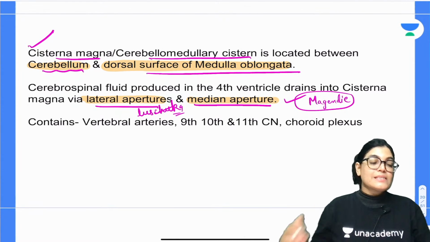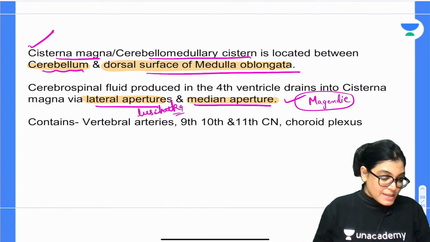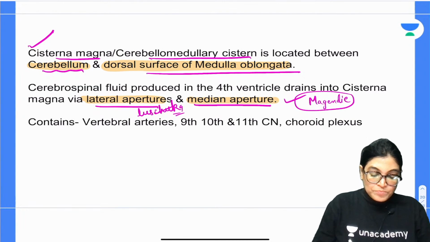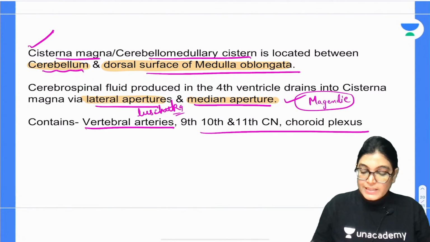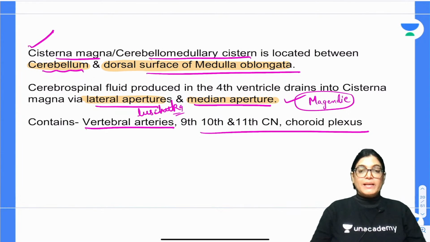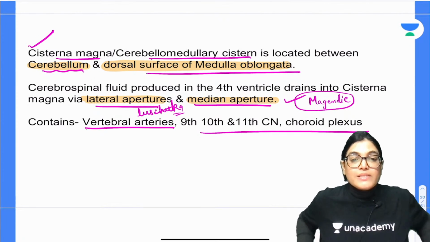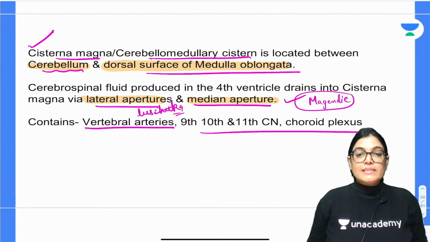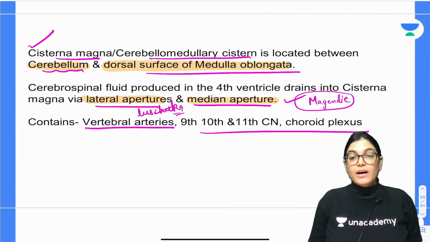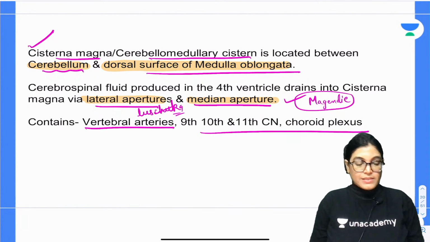So, what does Cisterna Magna contain? Yes, Ashwani Mishra is absolutely right. It contains the vertebral artery, the 9th, 10th, 11th nerves and choroid plexus. What does Cisterna Magna or cerebromedullary cistern contain? It contains the 9th, 10th, 11th cranial nerves and also the choroid plexus.